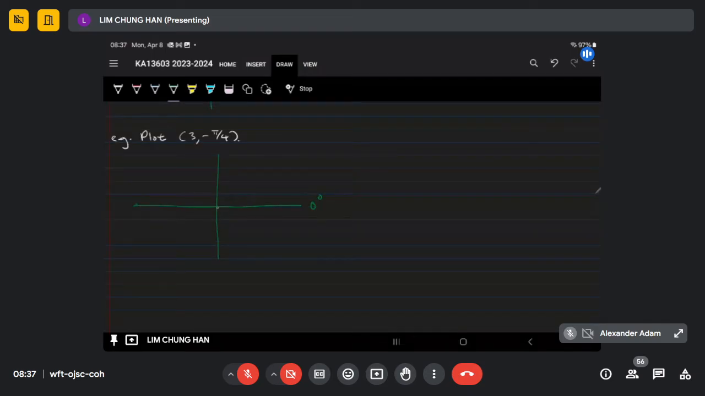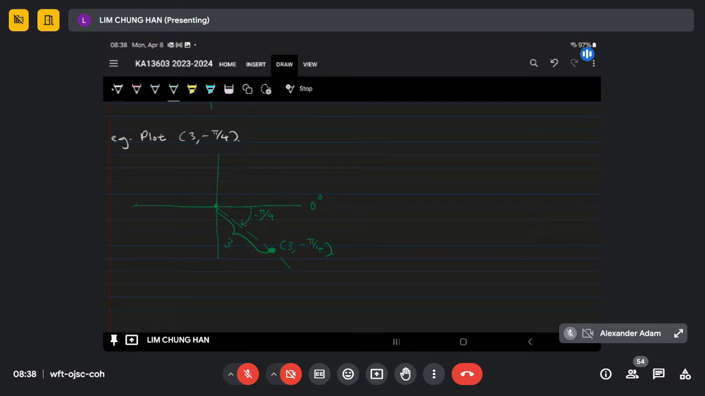So you put your protractor at the origin. Negative 45 degrees will be somewhere there. That is negative pi/4. Then the same, you put your ruler at the origin, you measure a distance of 3, then that's your point. Then that's your 3, negative pi/4.